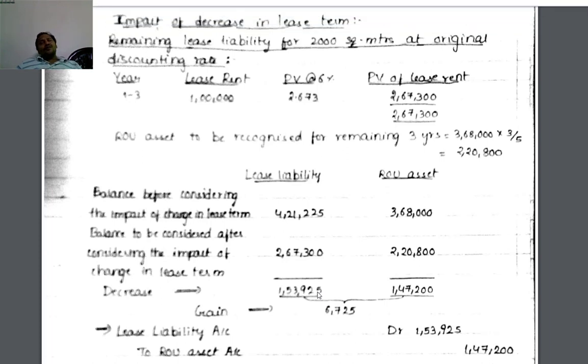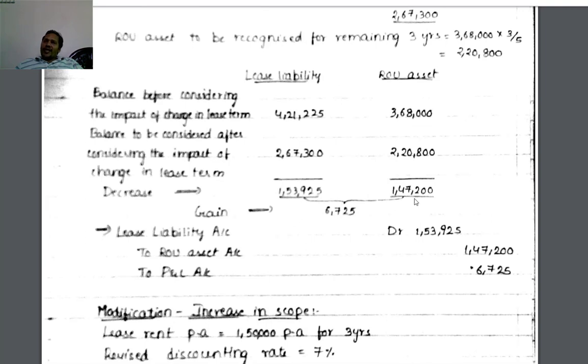ROU asset balance, so simple calculation: 3,68,000 for the remaining 5 years. We have to consider only 3 years, 2,20,800. So the 3,68,000 balance is there, and the balance to be maintained is 2,20,800, a decrease of 1,47,200. By comparing these two, there is a gain of 6,725. We have to transfer it to the P&L account.